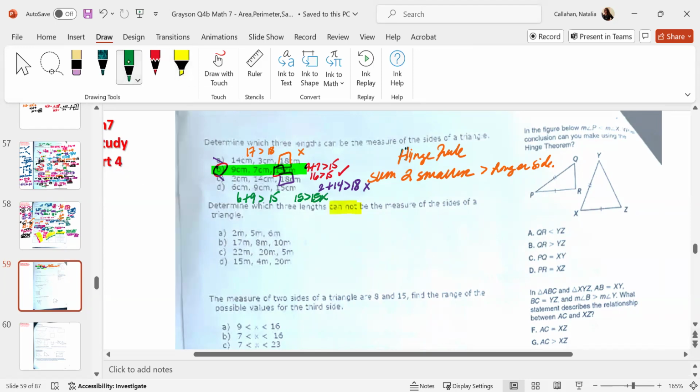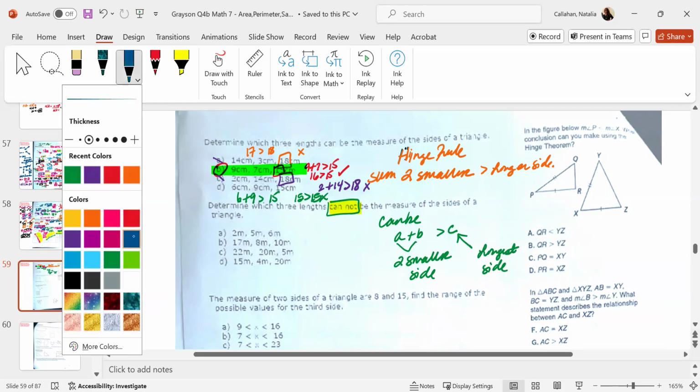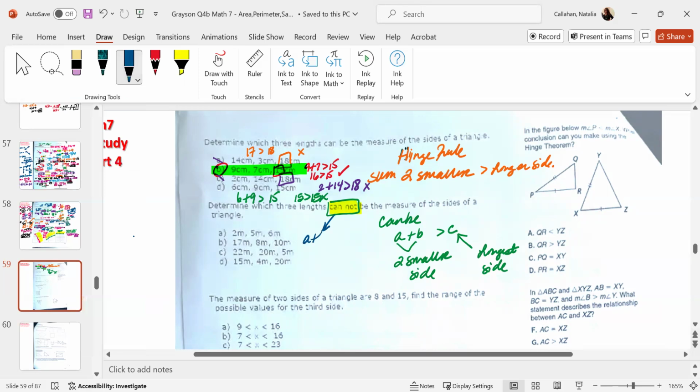Determine which three lines cannot be the measurement of the sides of each triangle. Because this is cannot be, if it can be, A plus B is greater than C, correct? These two are the two smaller sides, and C is the longer side, correct? If it cannot be, that means A plus B is smaller than C, correct?